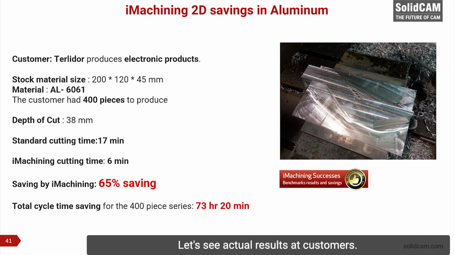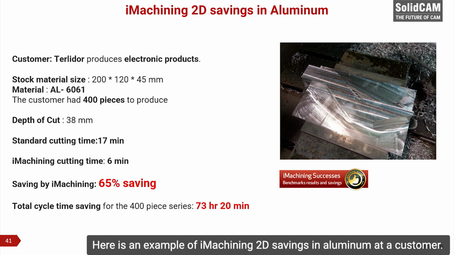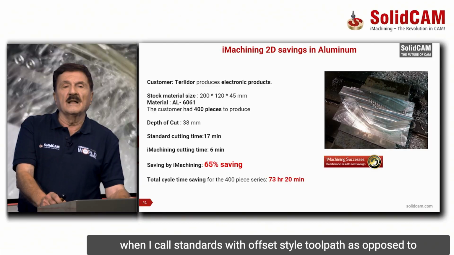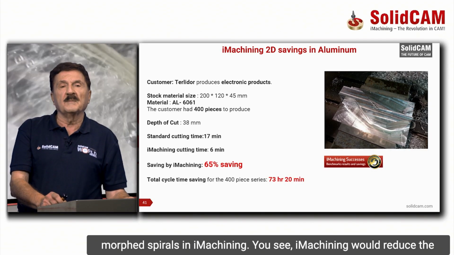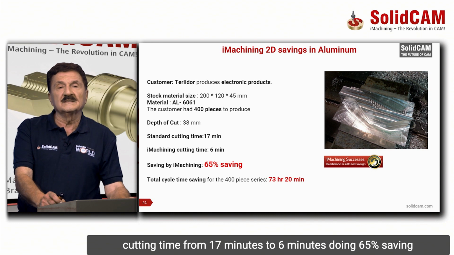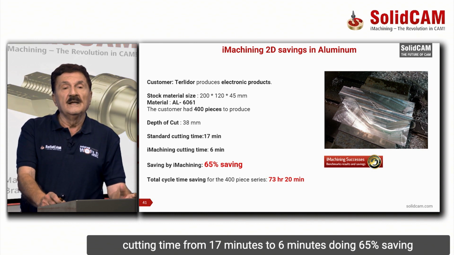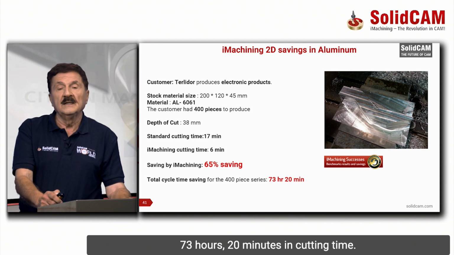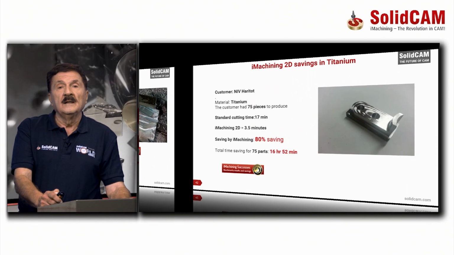Let's see actual results at customers. Here is an example of iMachining 2D savings in aluminum at a customer. The depth of cut was 38 millimeters, and the standard cutting time, when I call standard, is with an offset style toolpath as opposed to morph spiral in iMachining. You see, iMachining reduced the cutting time from 17 minutes to 6 minutes, doing 65% saving, and the customer had to do 400 pieces, so he saved 73 hours, 20 minutes in cutting time.